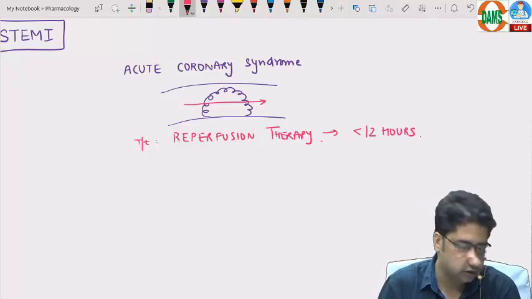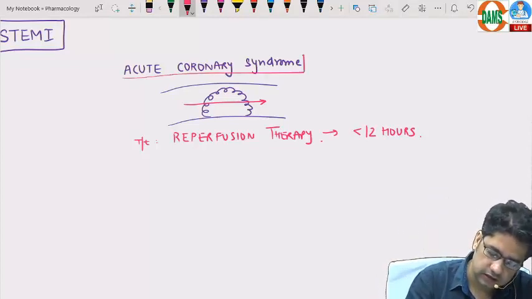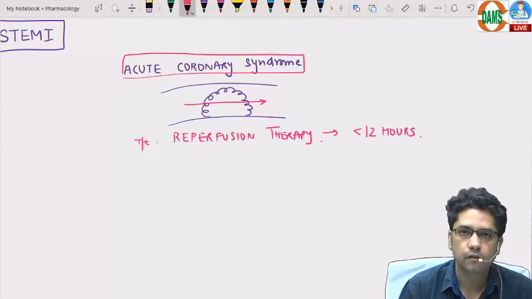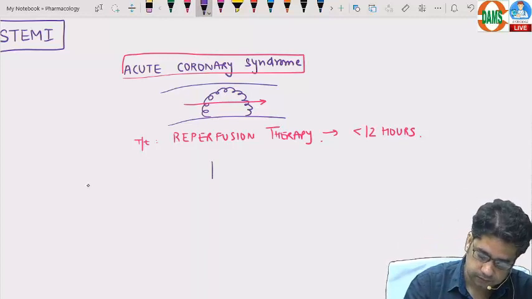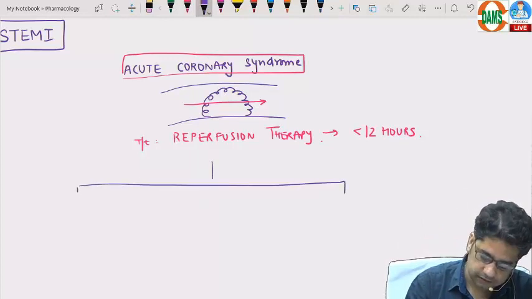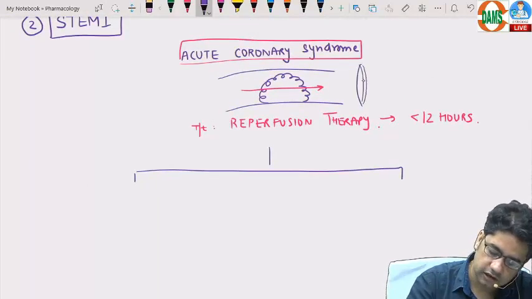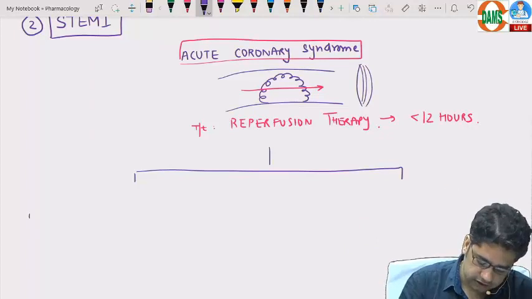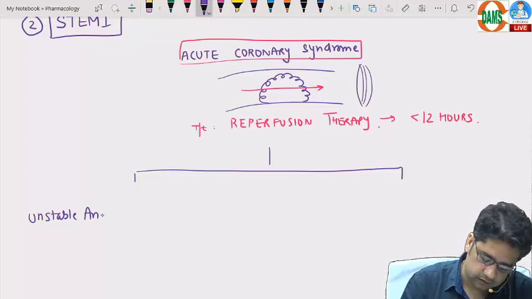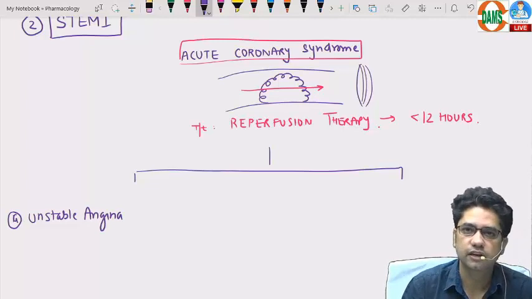Now the question is, what do you mean by the word acute coronary syndrome? Sir, there is blockage of a coronary artery, because of which blood supply is less. Let's see what can happen. A patient can present with 3 conditions. Suppose this is the muscle of the heart. First, there will be ischemia, known as unstable angina. So the first part of acute coronary syndrome is unstable angina.